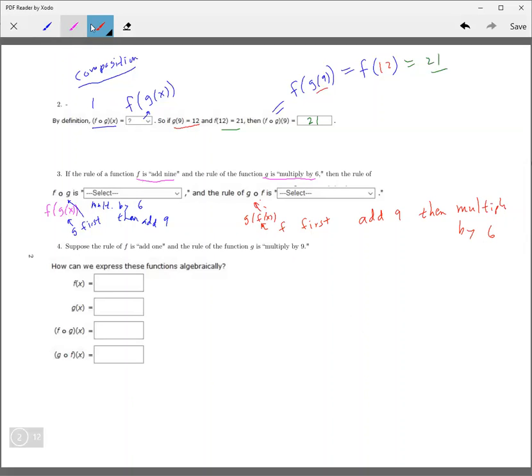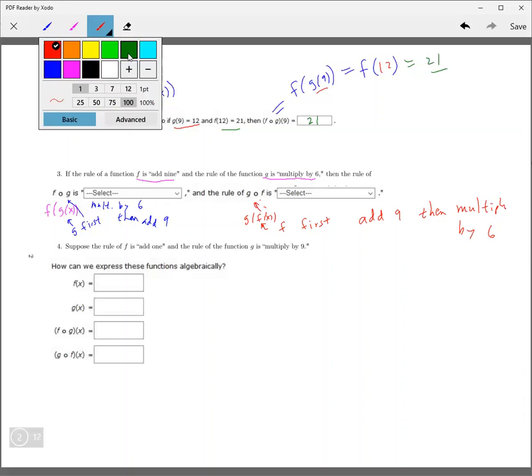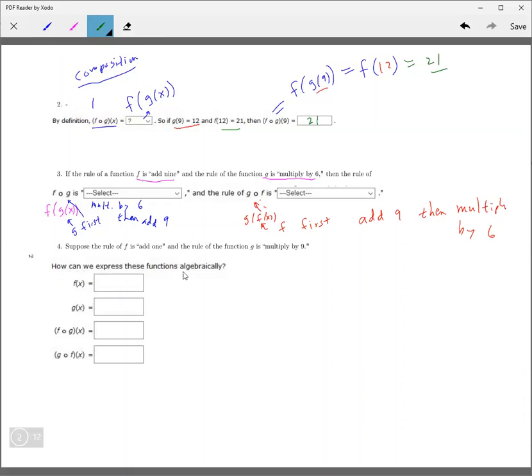Okay, let's move on to the next exercise, which is how can we express these functions algebraically? Okay, so number 4, suppose the rule f is add 1. f is add 1. So that would be x plus 1. You start with x and you add 1. Okay, g is multiply by 9. So that would be 9x. You start with x and you do whatever the instructions say to do.